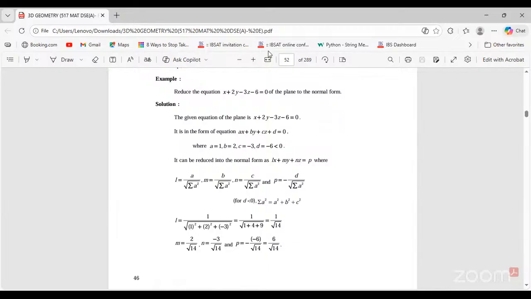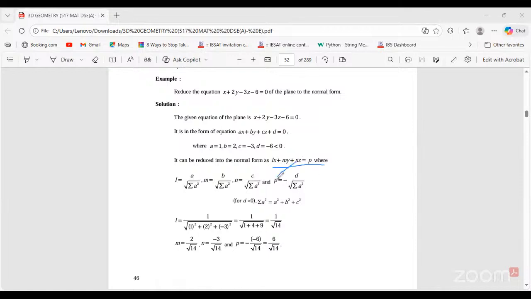What is the normal form? Lx plus My plus Nz equals P. You have to reduce the given equation to this form, where L is A by under root of summation A square, M is B by under root of summation A square, N is C by under root of summation A square, and P is minus D by under root of summation A square.